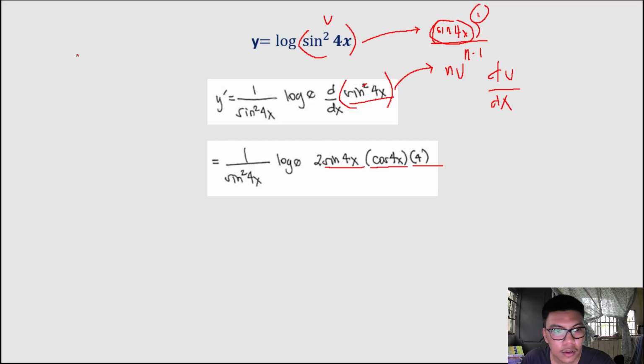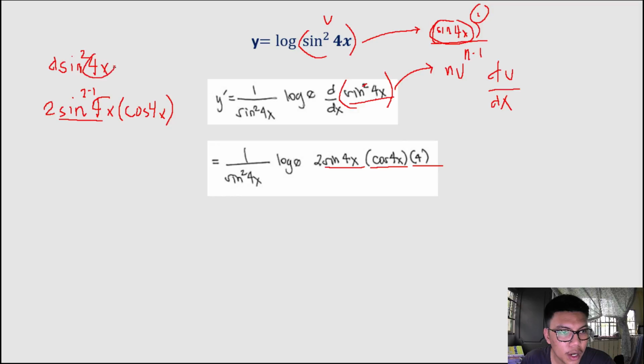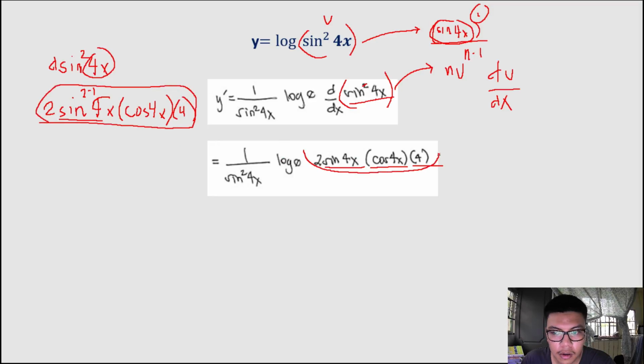So, pakita natin ulit, di ba? So, the derivative of sine squared 4x, okay, so we have 2 times sine 4x, so 2 minus 1 ka dyan, di ba? Times the derivative of u, which is sine 4x, that is, okay, cosine 4x. Tama? Then, yung derivative ng ating sine 4x, di ba kinuha natin? Kukunin pa natin yung derivative ngayon ng 4x, which is 4. Okay? So, doon nakuha yung part na ito.